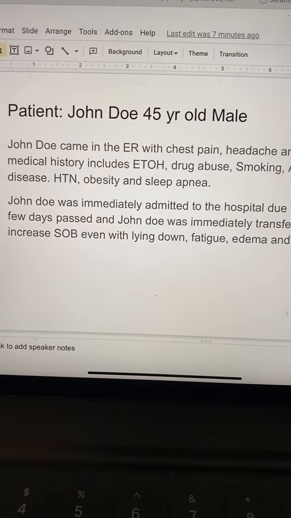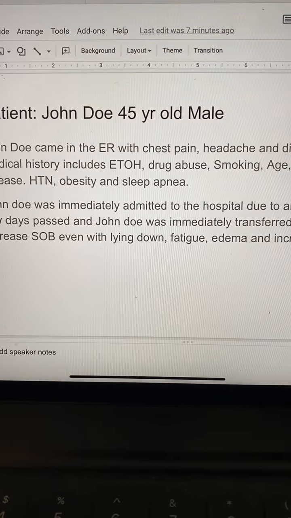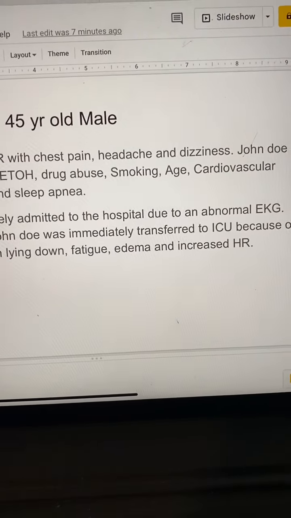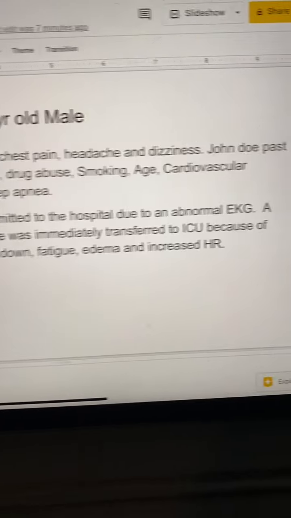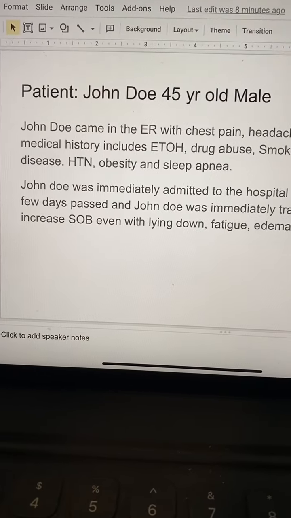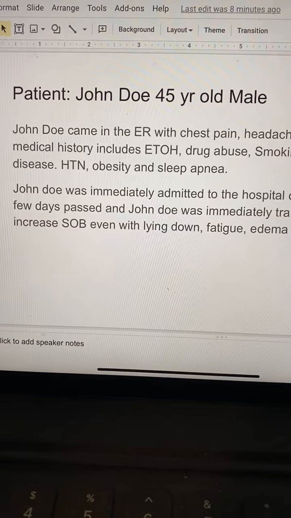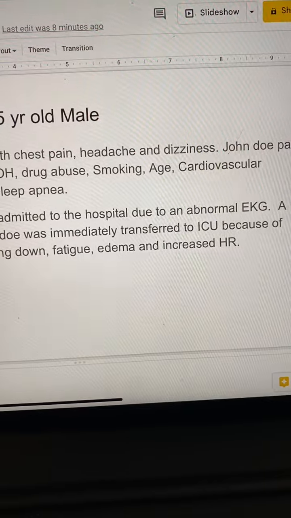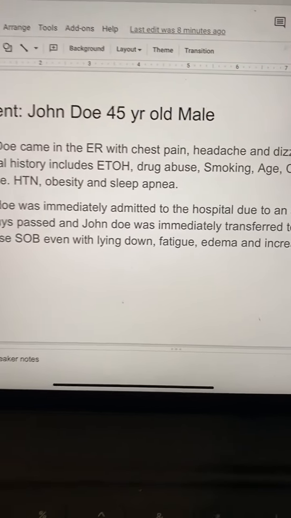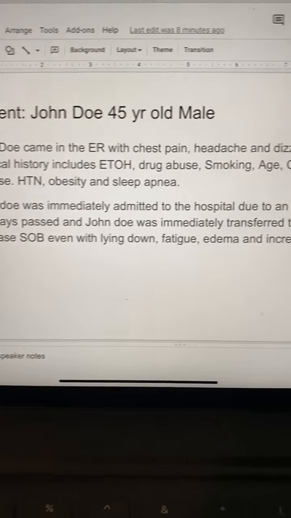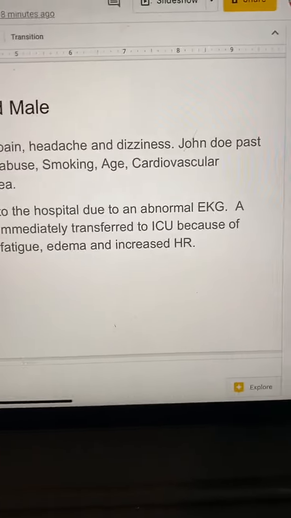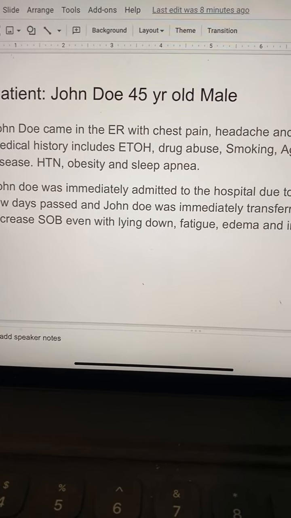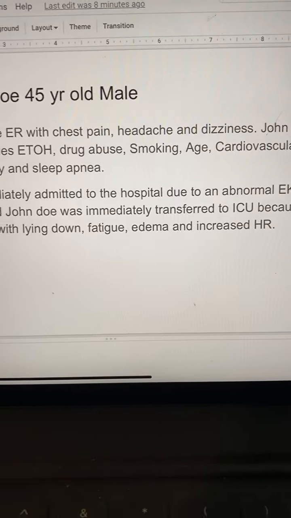John Doe's past medical history includes ETOH, alcohol abuse or drug abuse, smoking. Of course, he's 45 years old and he has cardiovascular disease, hypertension, obesity, and sleep apnea. John Doe was immediately admitted to the hospital due to an abnormal EKG, and a few days passed, and John Doe was immediately transferred to ICU because of increased shortness of breath, even with lying down, fatigue, edema, and increased heart rate.